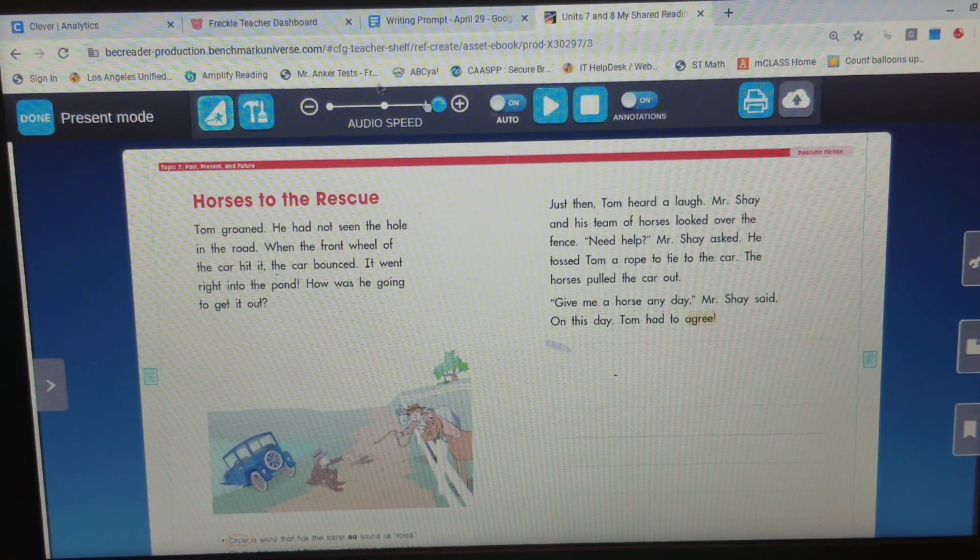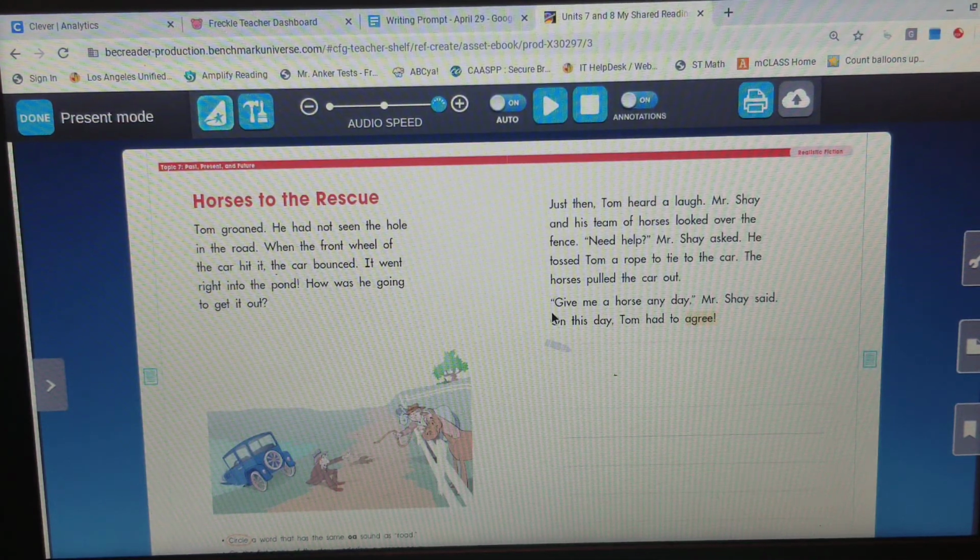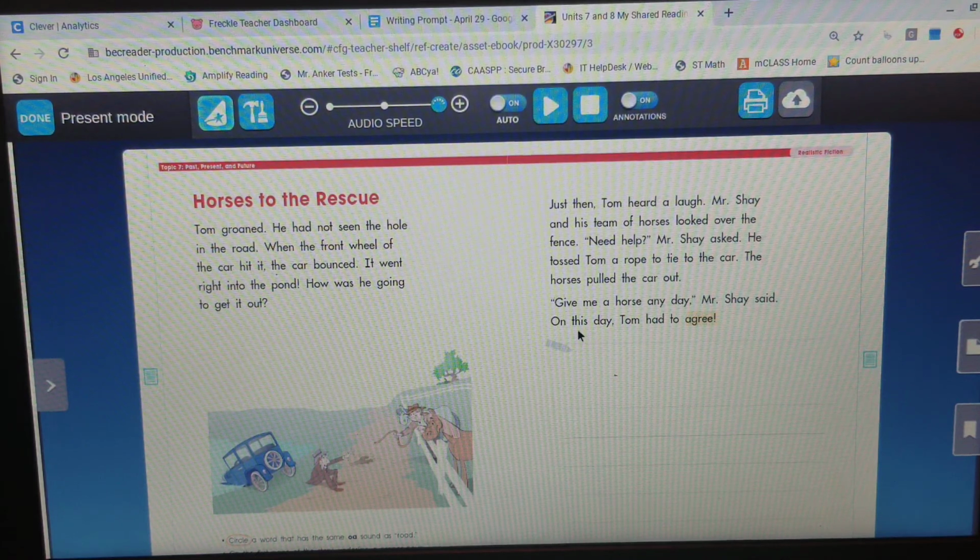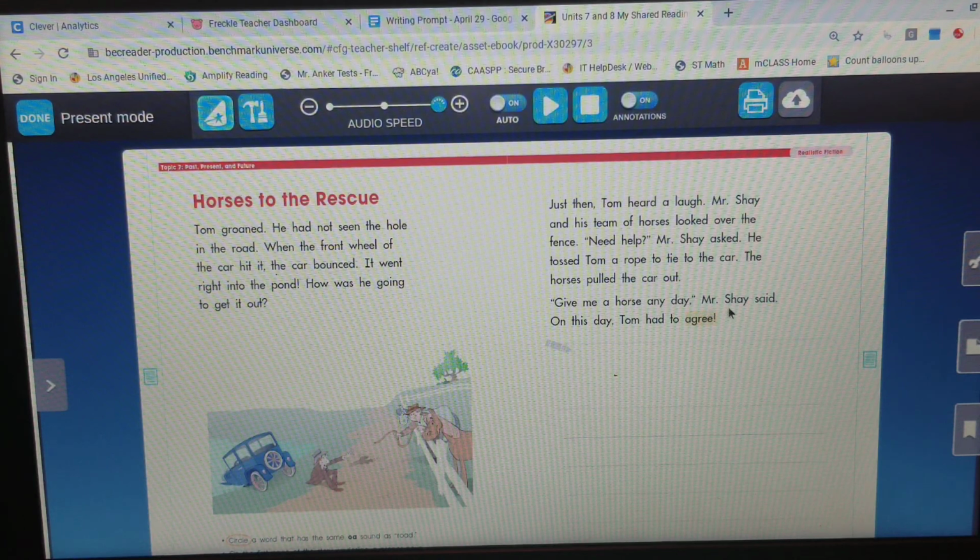Okay, so we know that Tom was the driver of the car. But at the end of the story, let's look at what is being said. Tom is the driver of the car. Who is this man? Yes, he is Mr. Shea. Maybe he's on a farm or a horse ranch, but he's here with his horses. And he says, "Give me a horse any day," Mr. Shea said. That's a way of saying, I think horses are better.